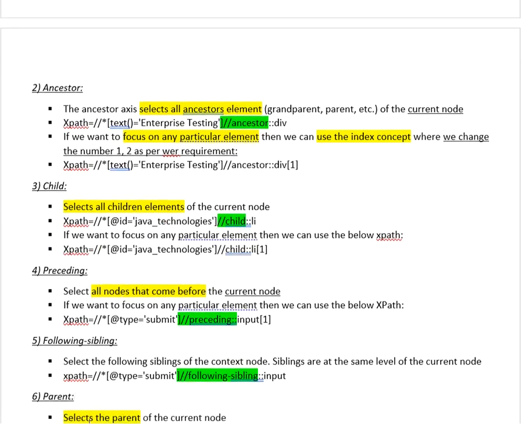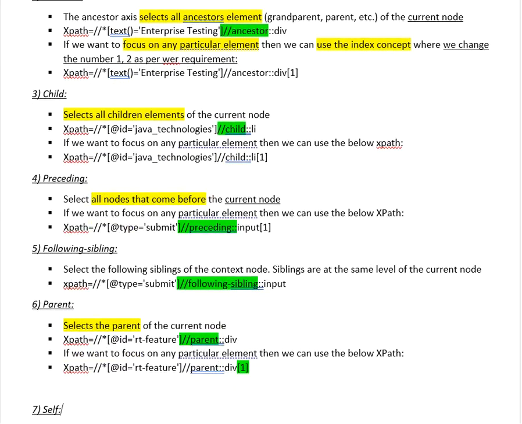Preceding means it selects all nodes that come before the current node. And if you want to focus on any particular element, we will use the XPath index concept.